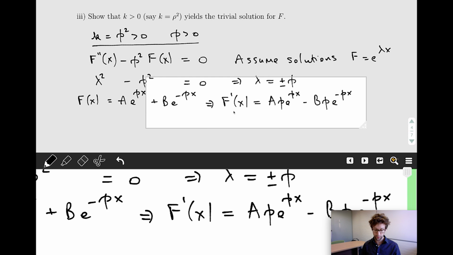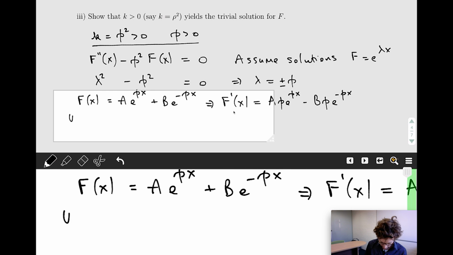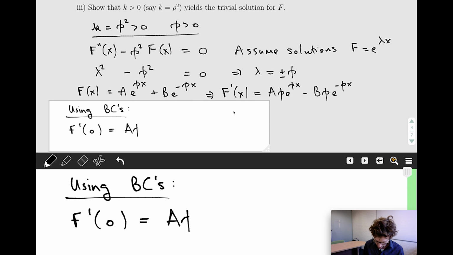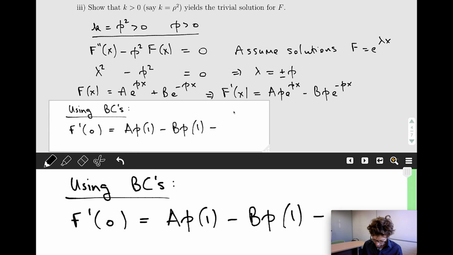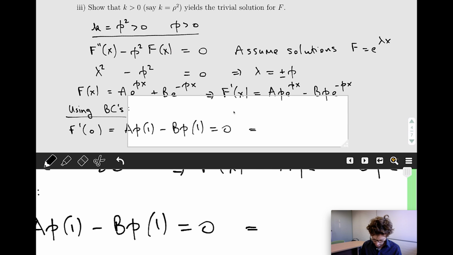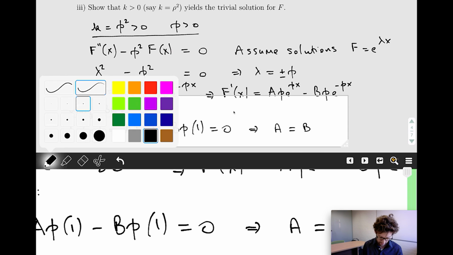Okay, now let's look at what happens when x is equal to 0. So using our boundary conditions, we have f prime at x is equal to 0 is going to be a times p e to the 0 minus b times p e to the 0 is equal to 0. So since p can't be equal to 0, I can divide it out, which gives me a minus b is equal to 0, or a is equal to b.